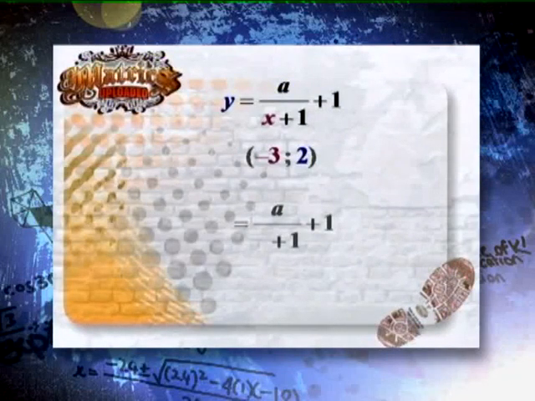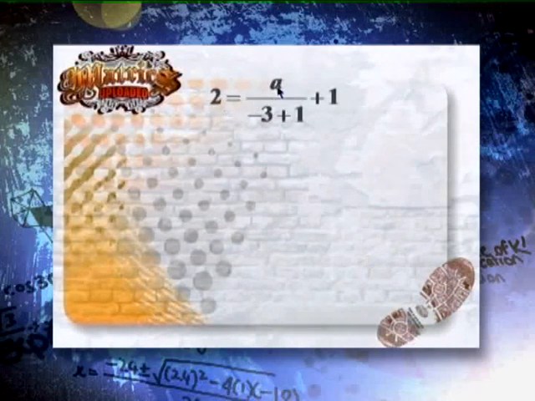Watch this. Now, look at this. You know that negative 3 goes for x. We're missing the x value here, it must be negative 3. And we're missing the y, which is 2. Y gets 2 now. From here, simple arithmetic.